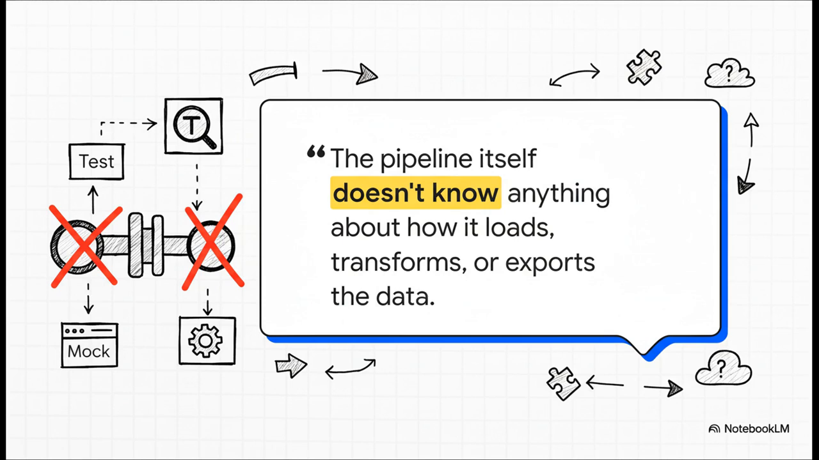And this quote really nails it. The nice thing now is if you look at the data pipeline itself, it doesn't know anything about how it loads the data, how it transforms it, how it exports it. That's the really nice thing about dependency injection. This is the true power. The pipeline is completely decoupled. And as a huge bonus, this makes testing an absolute breeze. You can just inject fake mock objects to test your logic without needing a real database or a real file.